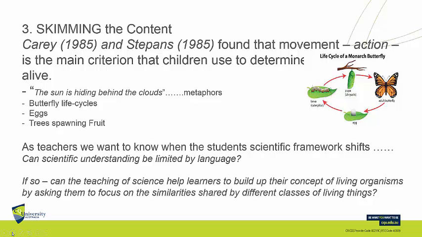Skimming the content for this week, Kerry and Steppens talk about movement or action as being the main criteria that children use to determine if something is alive. So often as adults we use pretty slack language. The sun is hiding behind the clouds, and kids instantly think, the sun is living. Butterflies and life cycles. Kids, for instance, 0 to 5 or 6, really don't identify that eggs are a source of life. They don't identify, for instance, that butterfly pupae are alive. But they do, however, identify butterflies as living.